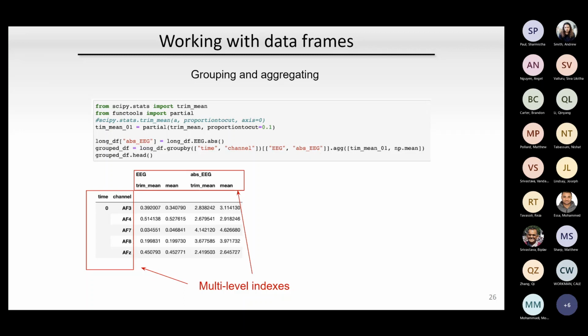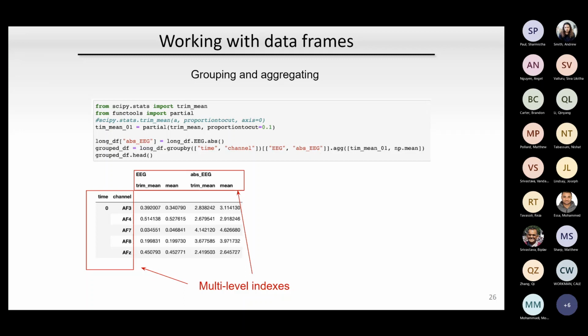So you can apply that to, for example, EG and an absolute value of EG, and it will create this table. Pandas is very flexible, so you can have these multi-level indexes, both in the columns and the rows. That is a very powerful mechanism to have if you have a hierarchical structure.